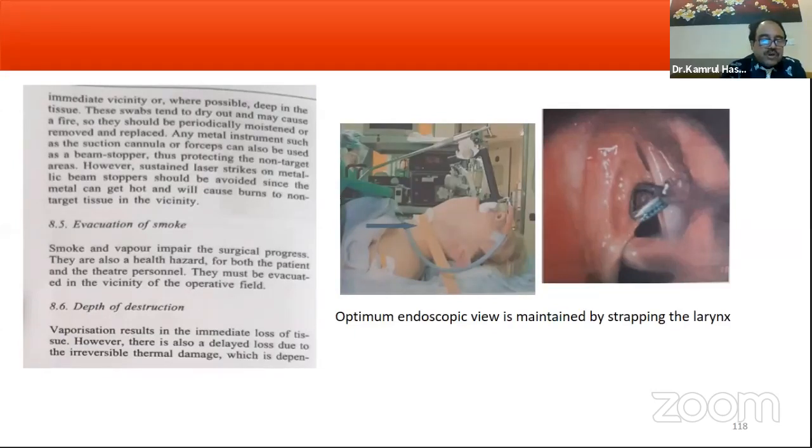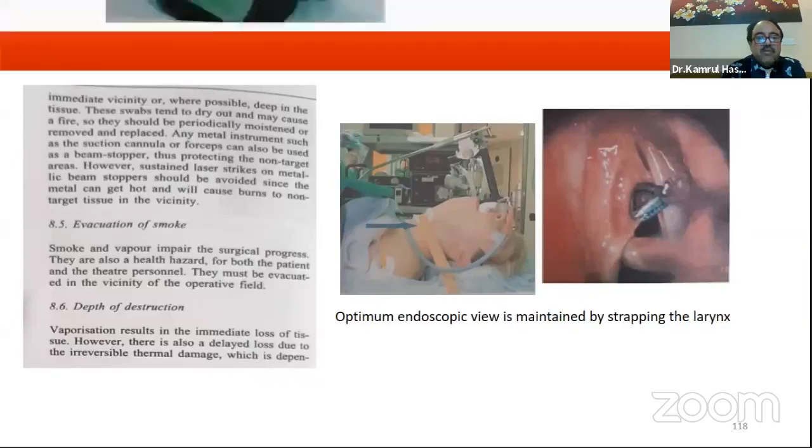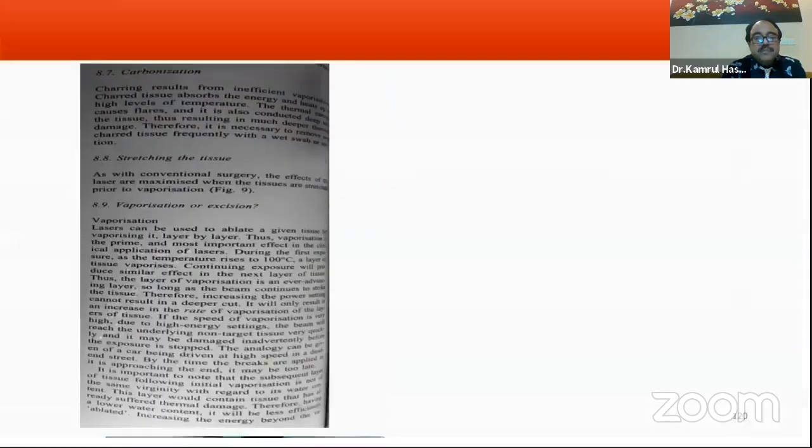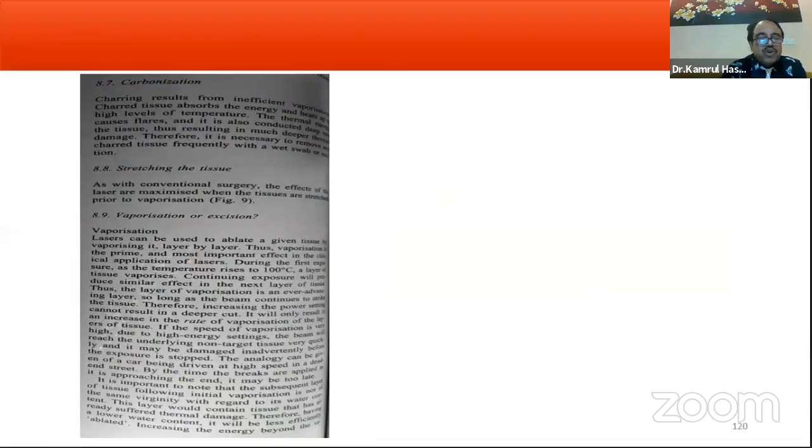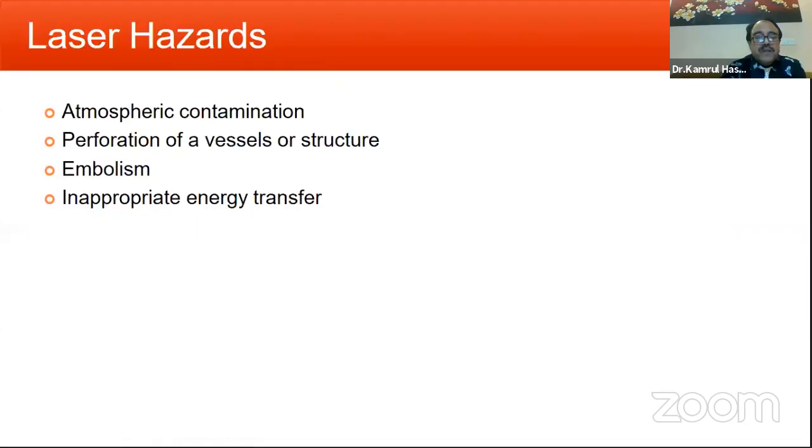Depth of evaporation results in immediate loss of tissue. However, there is also delayed loss due to the irreversible thermal damage. So vaporization or excision depends on which tissue and which pathology we are dealing with. Other laser surgery risks: atmospheric contamination, perforation of a vessel structure. Sometimes there will be more bleeding if you strike a vessel, because the laser cannot block more than 5 millimeters. In that case, you may need the diathermy.